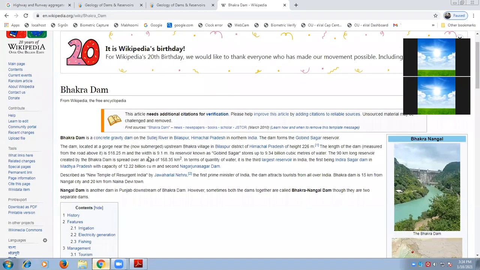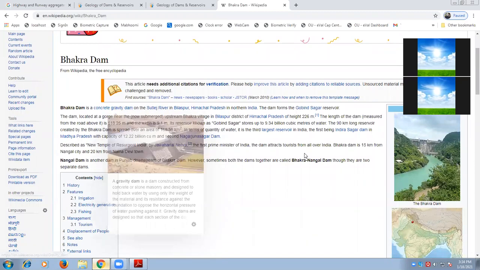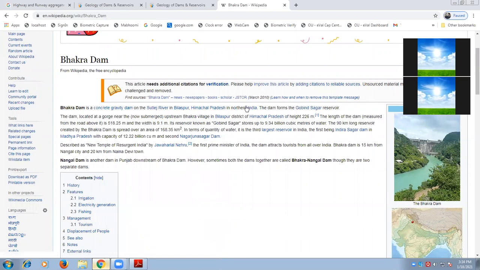Okay, this is the Bhakra Dam, Bhakra Nangal Dam, and it is a multi-purpose gravity dam. So first we need to know it is a concrete gravity dam, of course a multi-purpose dam as well, and situated on Satluj River in Himachal Pradesh. Okay, it forms the Gobind Sagar Reservoir. And then what you need to know is when it was constructed, 1963.